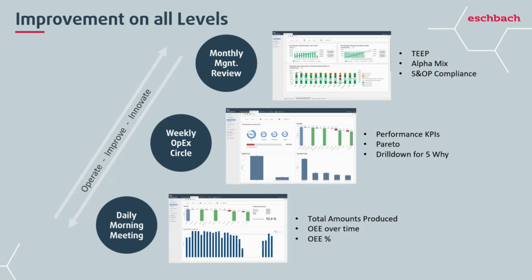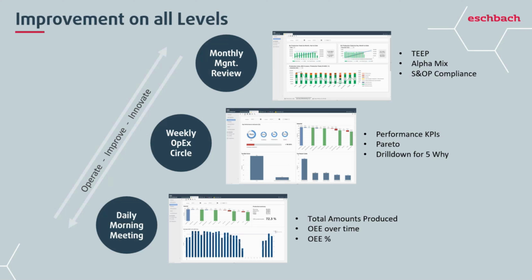Then on your weekly OPEX meeting, OPEX circle, for example, you look more at performance KPIs. Maybe you look down into the Paretos. What are my 5 whys? What are my 5 top reason codes, top functional locations that keep causing me problems? And there you can integrate your system to consolidate data. So maybe not just production data, but also maintenance data, and contextualize your data.